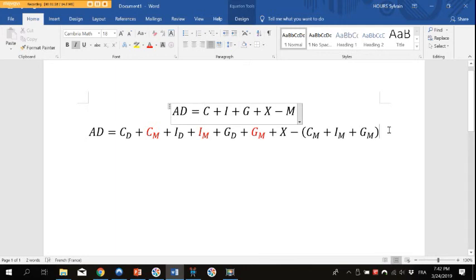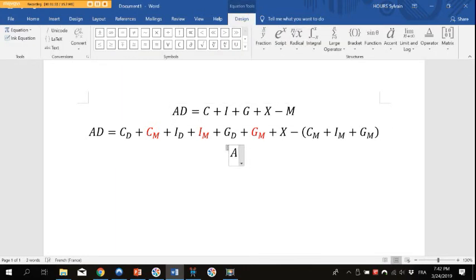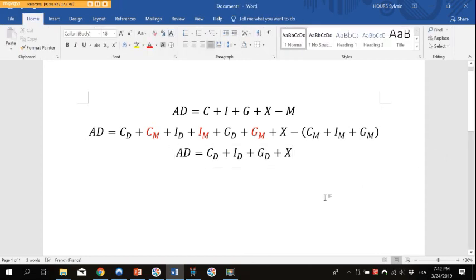That's it. And overall, what do I have? I can just rewrite it. Let me just write the last equation. Basically, what do I have left? I only have spending on domestically produced final goods and services.